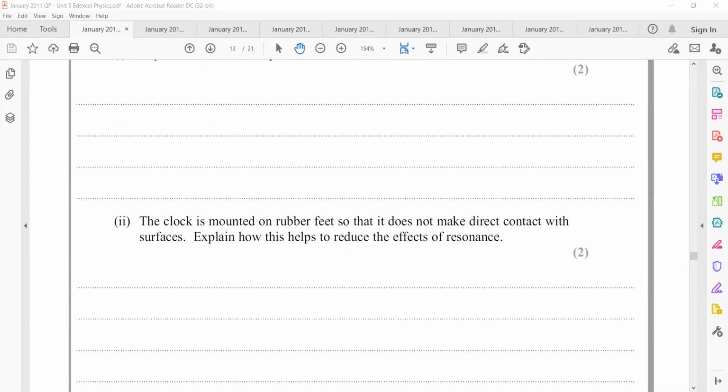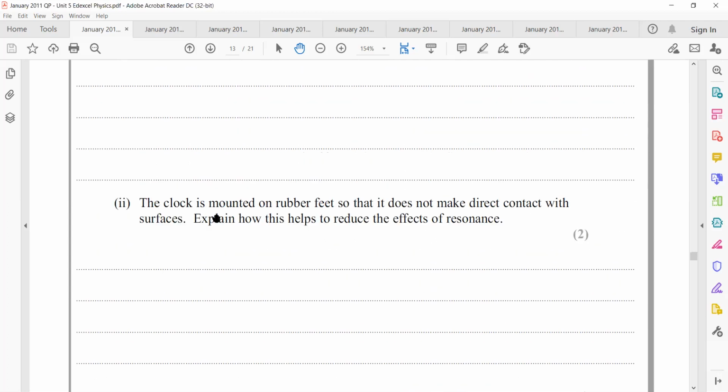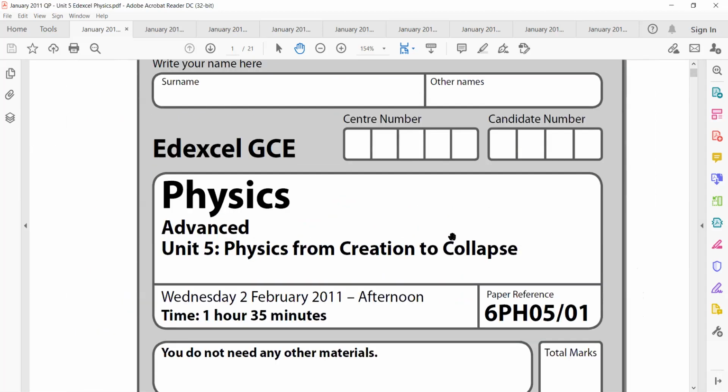Is it clear? So this was the January 2011 paper. We did the thermal and simple harmonic motion questions.